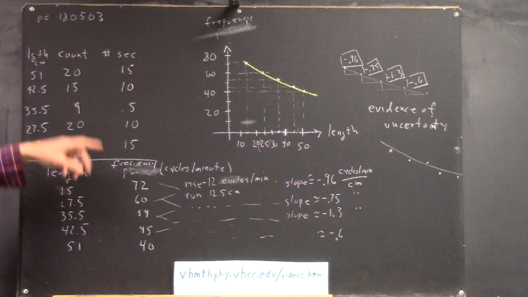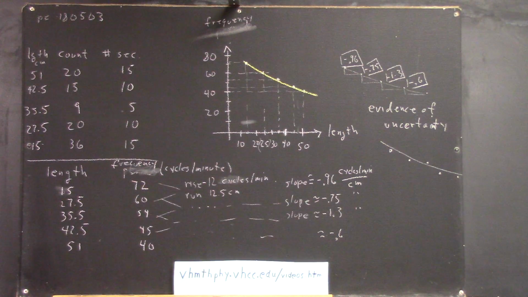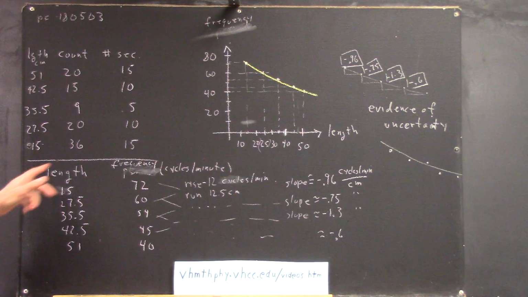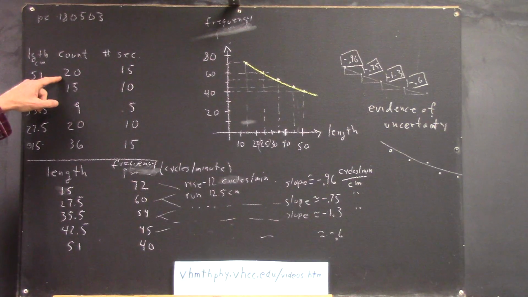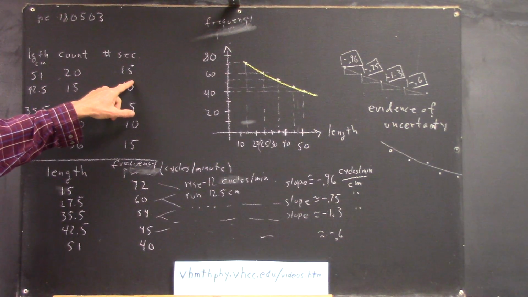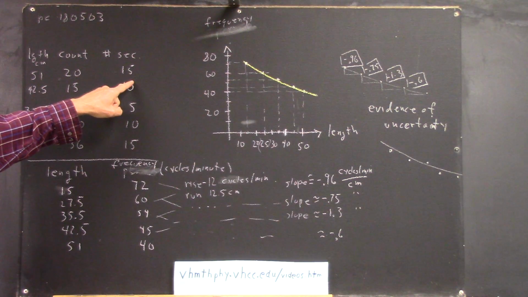The basic idea is we get this data, and then we can easily calculate frequencies. For example, if we counted 20 in 15 seconds, how many would we count in a minute?